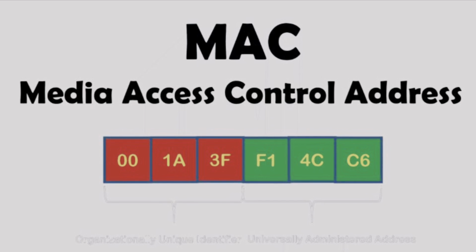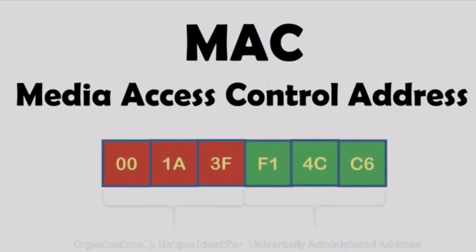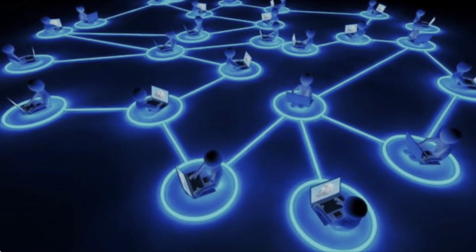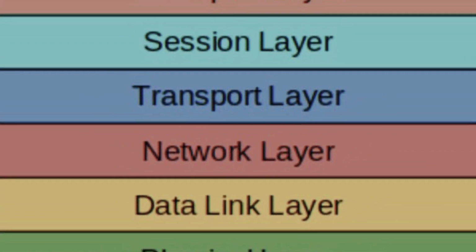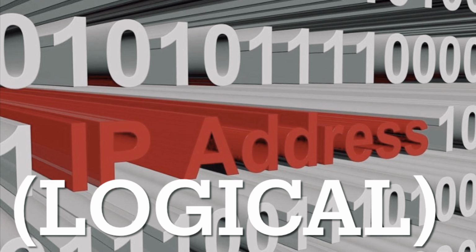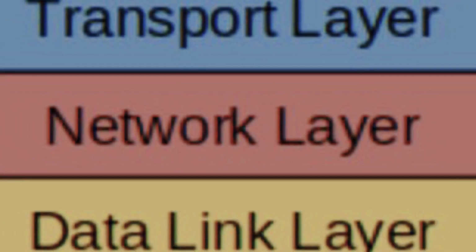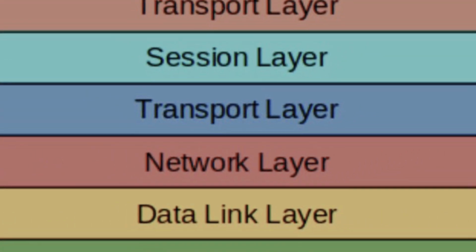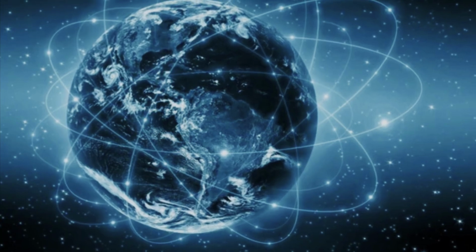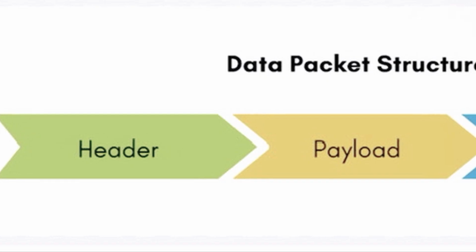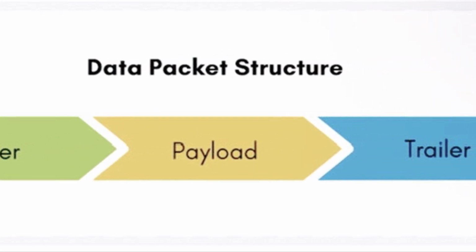Now, you might be wondering, why do we need this mapping? Well, data is transmitted over a network using MAC addresses at the data link layer, while IP addresses are used for logical addressing at the network layer. ARP acts as a bridge between these two layers, allowing devices to communicate effectively. This process is crucial for routing IP packets on Ethernet networks.